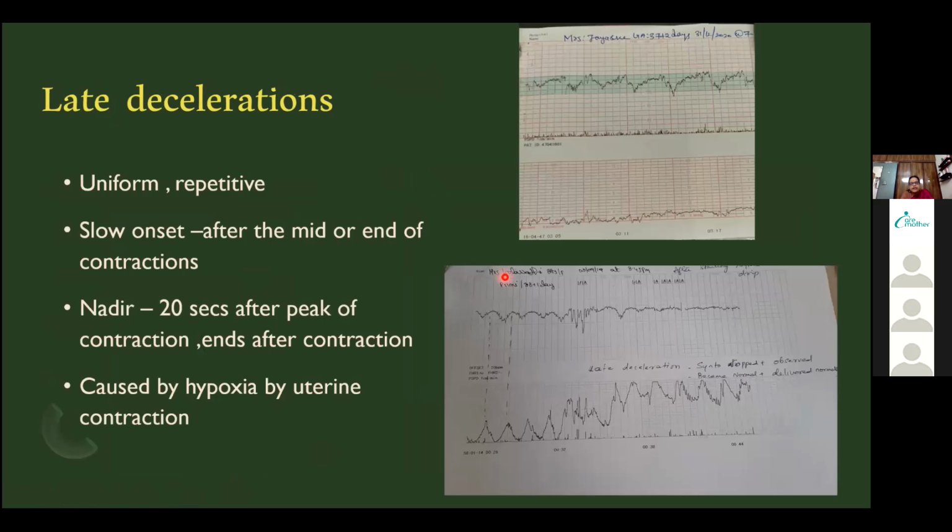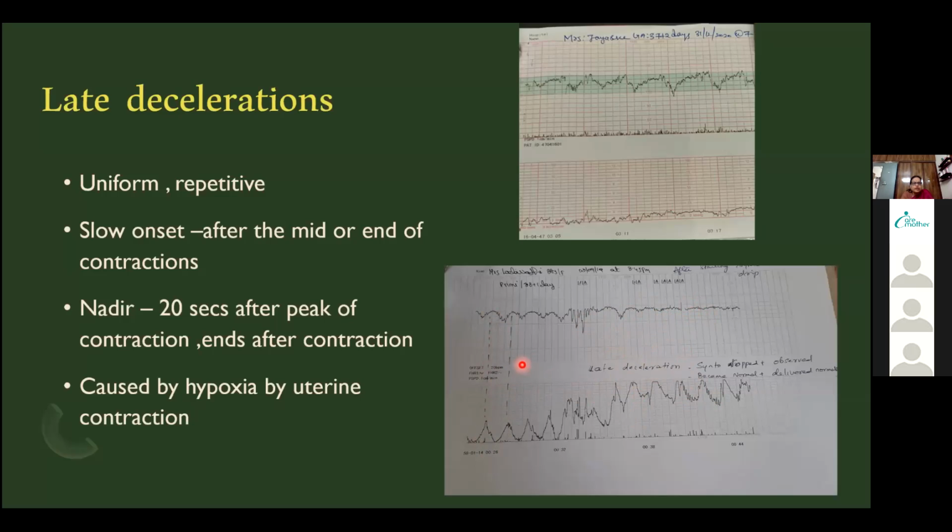Late deceleration, as I said, again, they are uniform, repetitive. They have a slow onset. That is, after the contraction, it starts, and then the nadir of the deceleration is after the peak of the contraction. So if you draw a line, this is a deceleration, this is a nadir. If you draw a line, you see that it is after the peak of the contraction. So in this patient, she had late deceleration. She was on syntocinon. So syntocinon was stopped and then it returned back to normal.